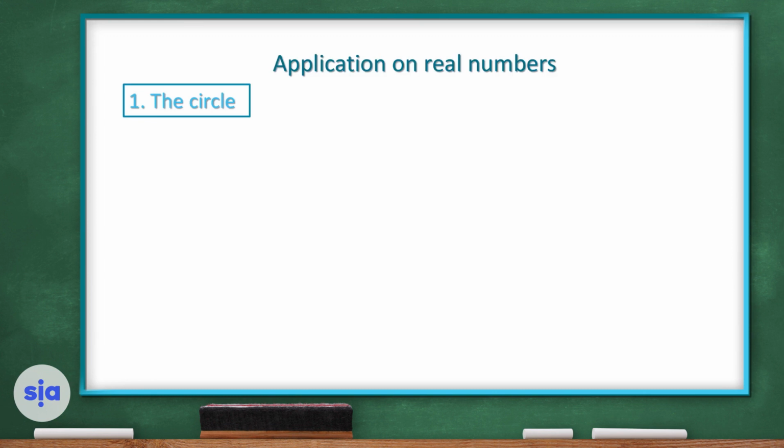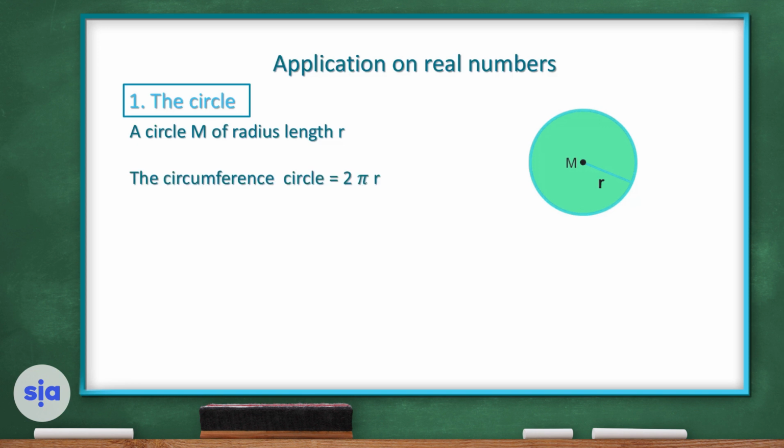First of all, let's go and have some information about the circle. Here is the circle. This circle is called circle M as its center point is named M. It has a radius of length r. The circumference of this circle is 2 pi r, which means 2 times pi times r, where the area of this circle is pi times r squared, that we call pi r squared.